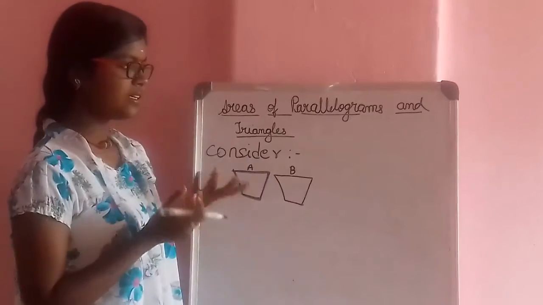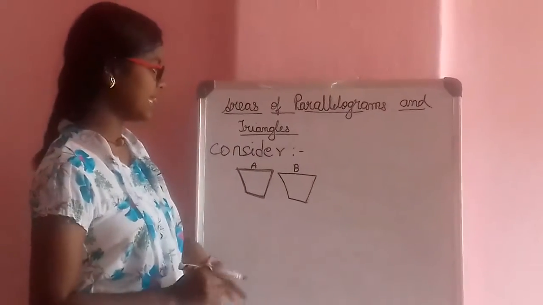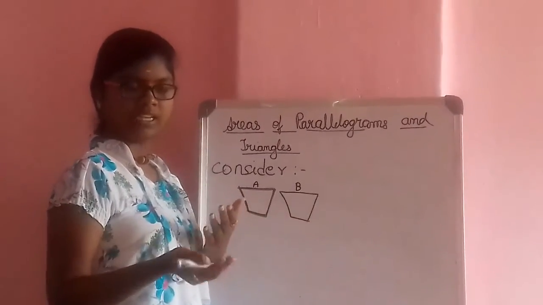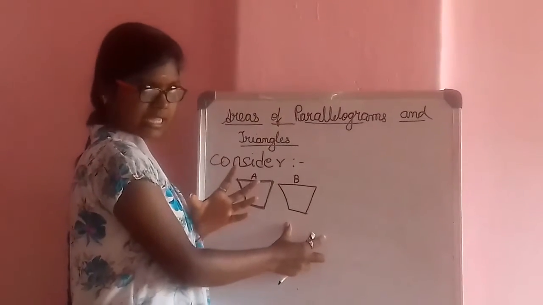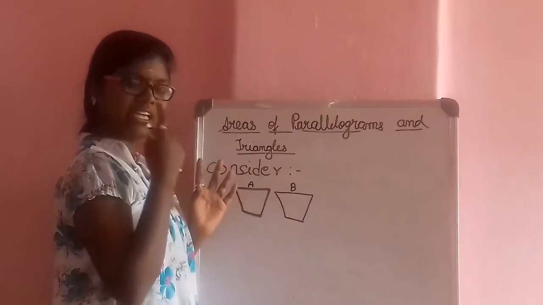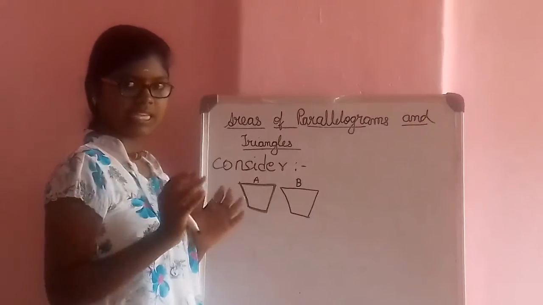To tell it in a technical way, in the form of a sentence, we can say that two figures are said to be congruent if they have the same shape and same size. Two figures are said to be congruent if the figures have the same shape and same size.